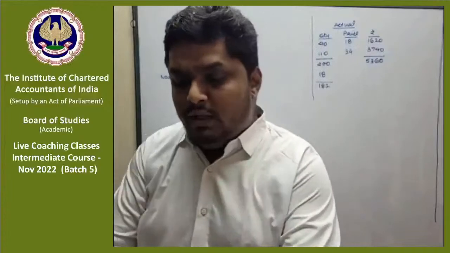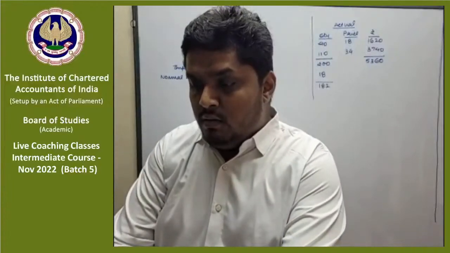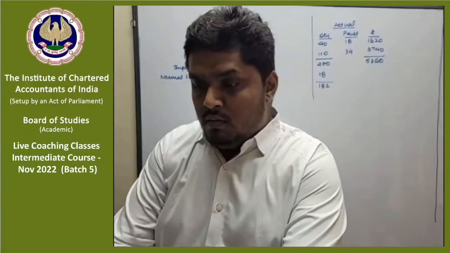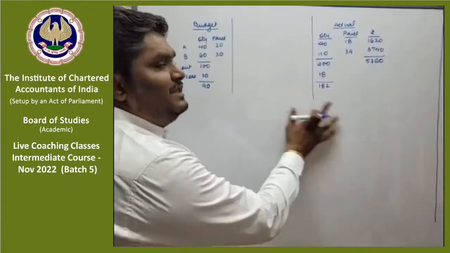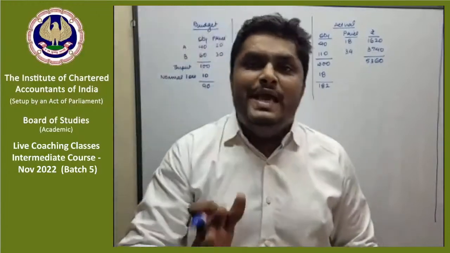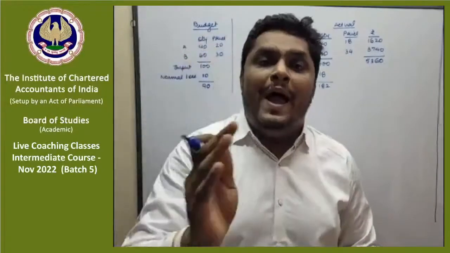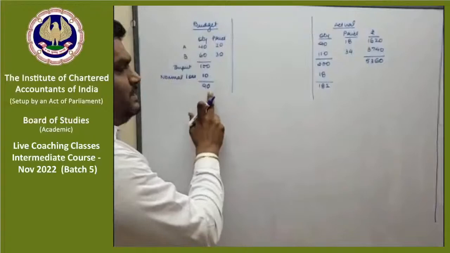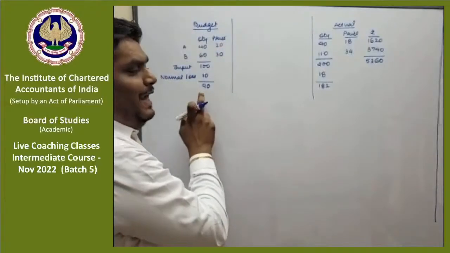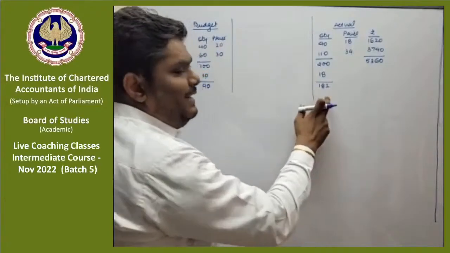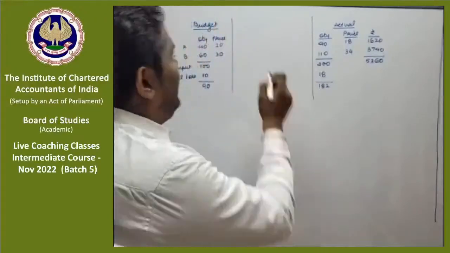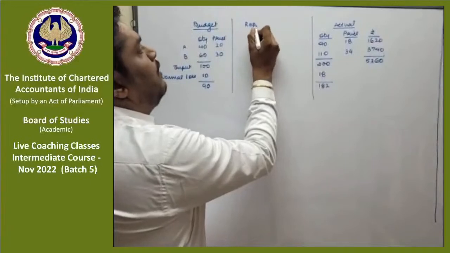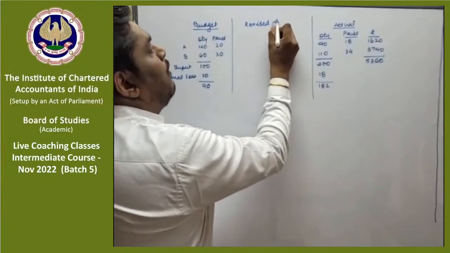Now this is what the question gives. My point: are these two figures comparable? Yes or no? No. Why? Because this data is given for 90 units of output and this data is given for 182 units of output. So we have to prepare a revised standard.